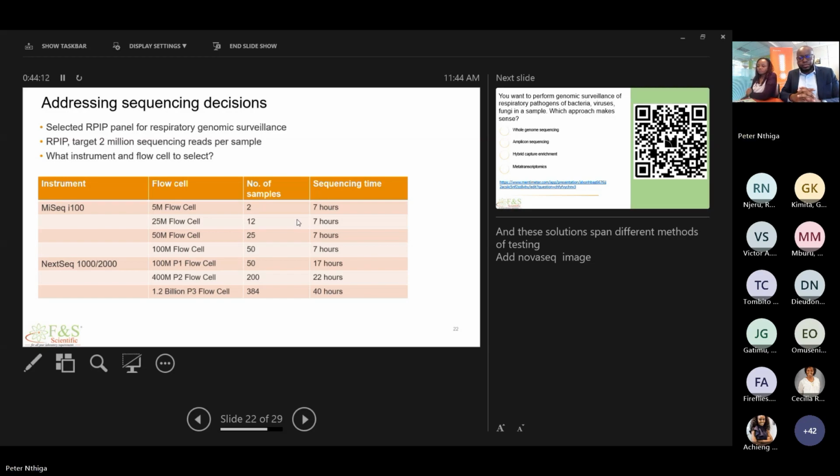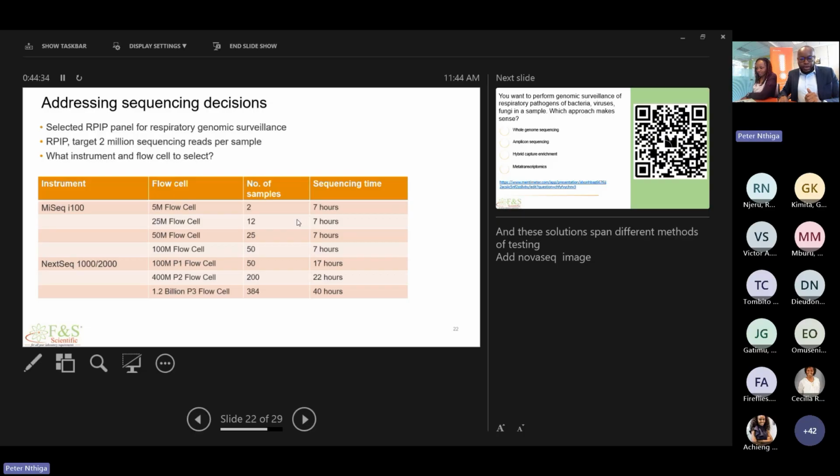So again, as you notice here, the data that you want guides most of your downstream decisions. That's why it's very important to have the data expectation or anticipation that you want, to be able to know which is the best strategy to go for.